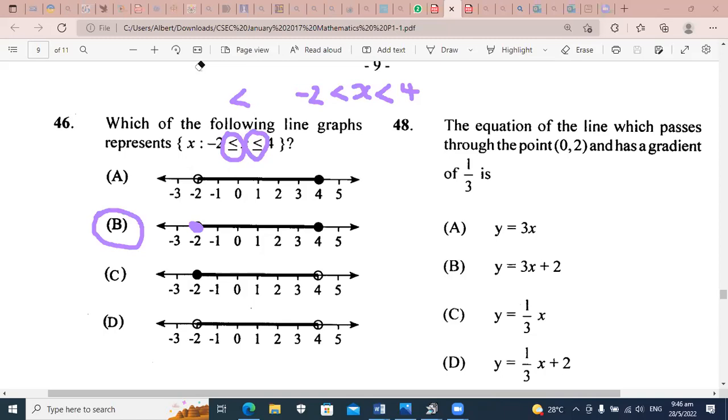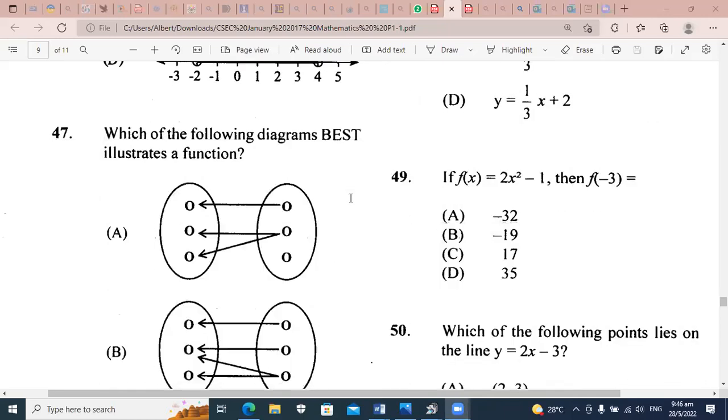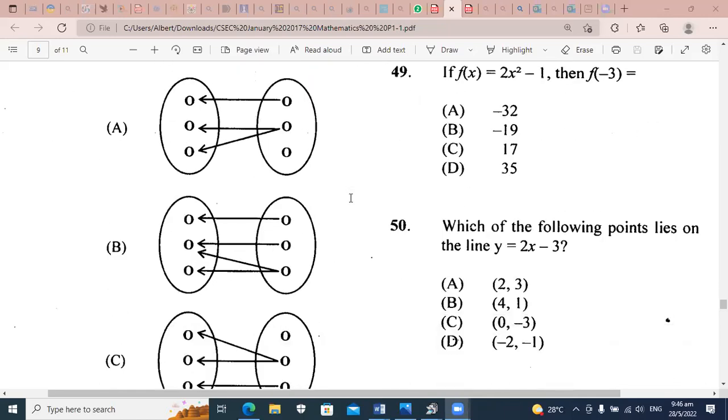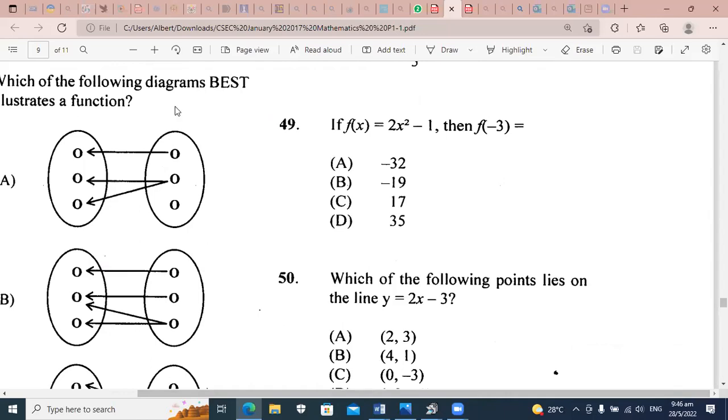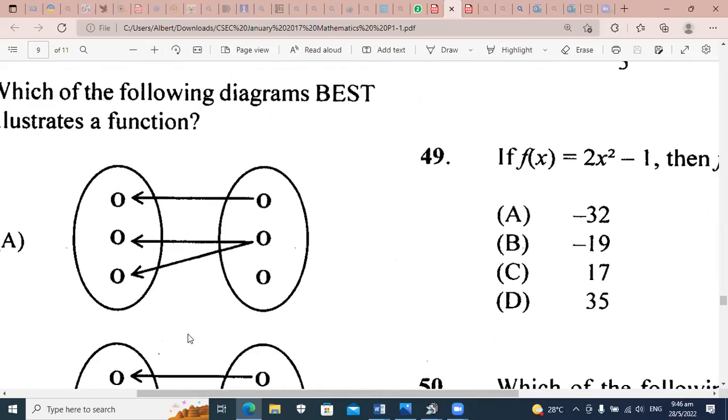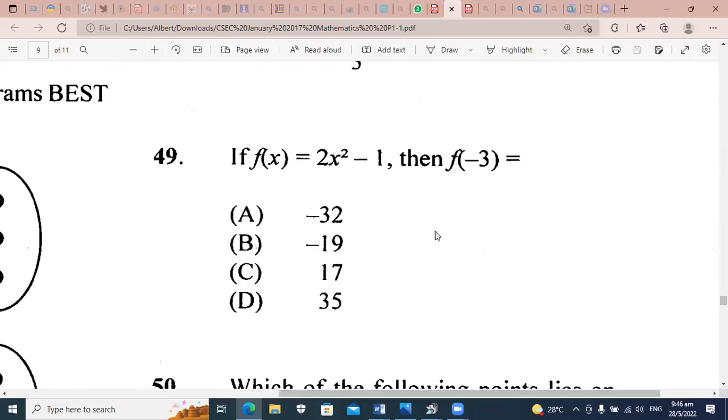All right, let me look at 49. 49 is not so bad. Basically, what you're going to do is replace x with -3. Do that for me, please. Replace x with -3 and tell me what the answer is.